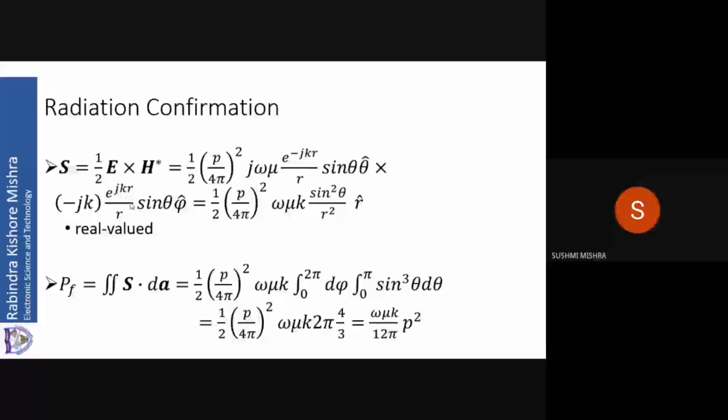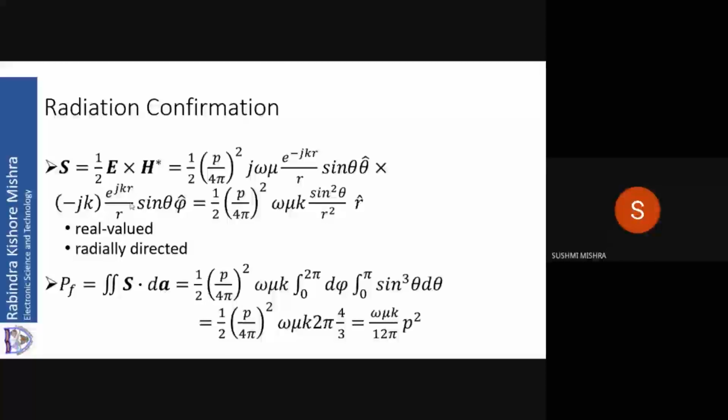From that, we know the radial component is not contributing to the radiation. Only the theta and phi components are contributing to the radiation. Therefore, for confirmation, we used S is equal to 1 by 2 E cross H star. Putting in the values of E and H, it showed that we get S, the Poynting vector, to be a real valued vector, and it is directed radially outward, which means radiation is going out radially.